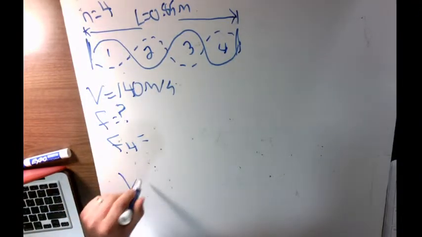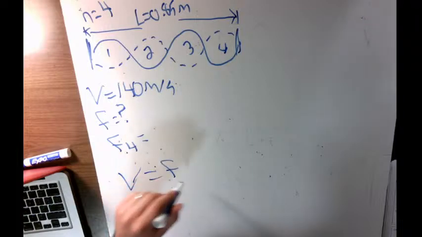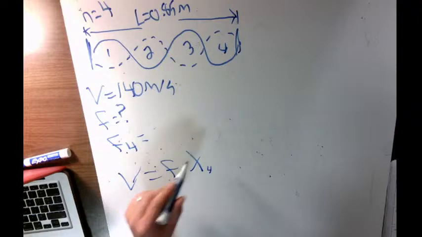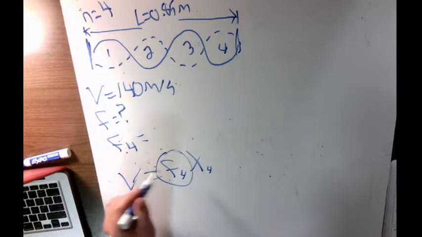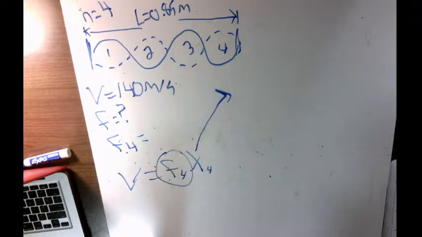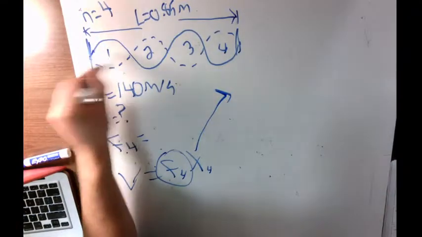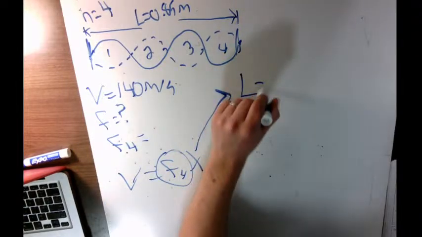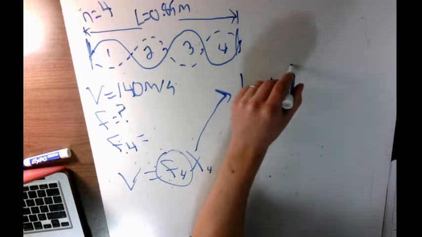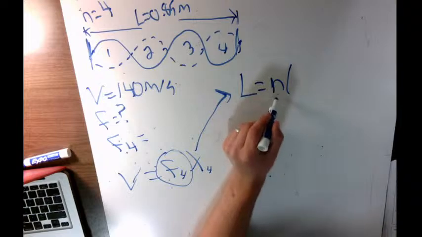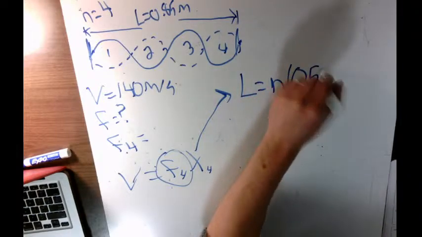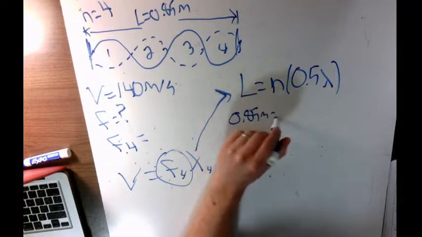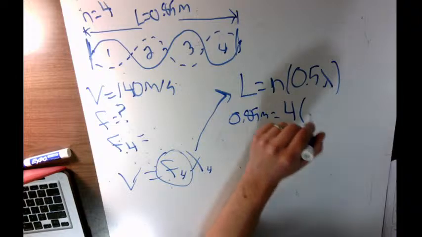We're using our universal wave equation. In order to do this, we need to solve for our wavelength. This is what we're looking for in the end, but first we need our wavelength. So if each of those is half a wavelength, and we have 4 of them, our length is equal to, this is just our general equation, our harmonic number times half the wavelength. So we've got 0.85 meters is equal to 4 times half our wavelength.